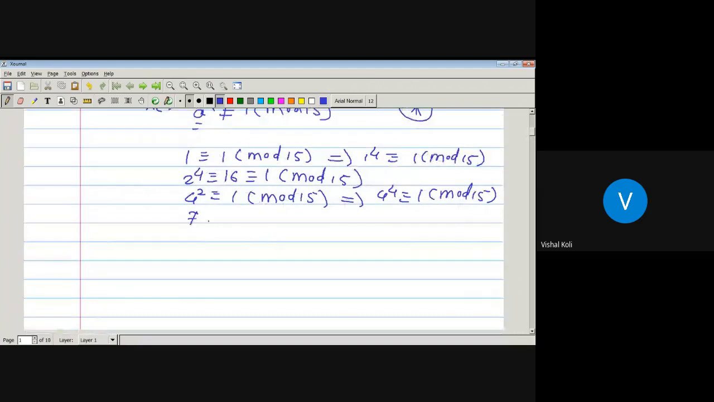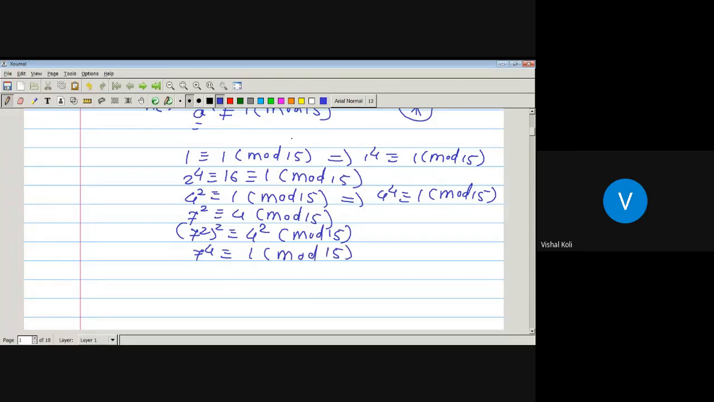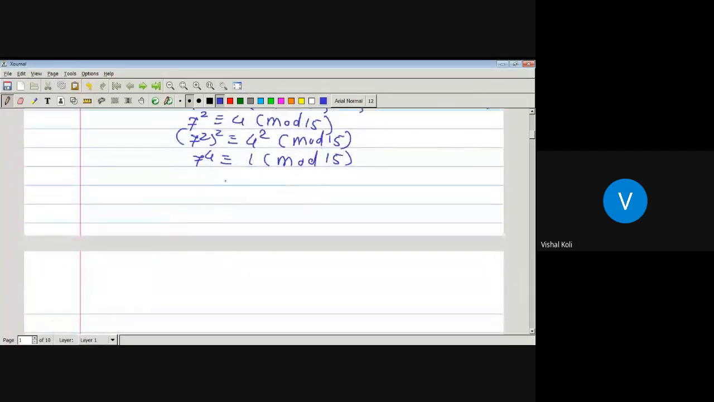Let us pick 7. What is the value of 7 squared over modulo 15? 7 squared is nothing but 49. Over modulo 15 it is nothing but 4 modulo 15. Now let us take its square. 7 squared to the power 2 is congruent to 4 squared modulo 15. That is, 7 raised to 4 is congruent to 4 squared, which is 16. 16 over modulo 15 is again 1. Then 7 raised to 4 is congruent to 1 modulo 15. Then by this star, as 7 raised to 4 is congruent to 1 modulo 15, 7 is not a primitive root of 15.